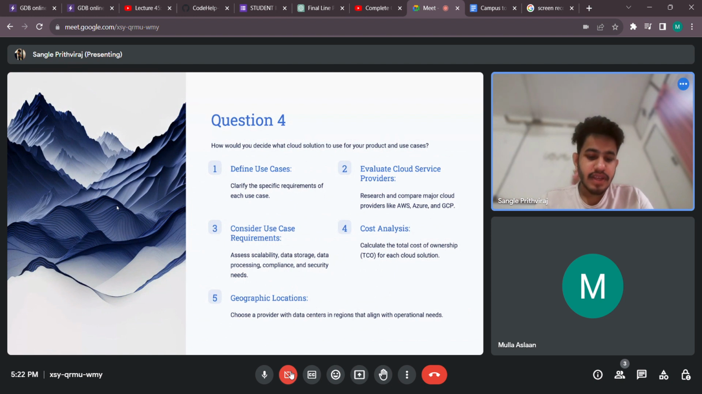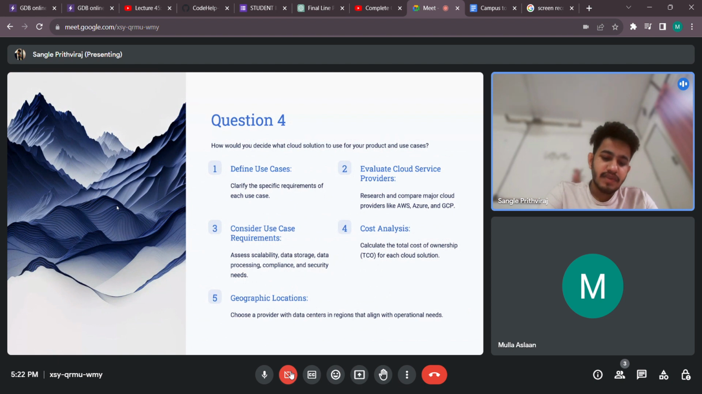As we explore these providers, we assess their capabilities in depth, scrutinizing their features to determine the best fit for our needs. Our assessment delves into various aspects, including scalability, data storage capacity, data processing capabilities, compliance with healthcare standards, and stringent security measures, which is essential.